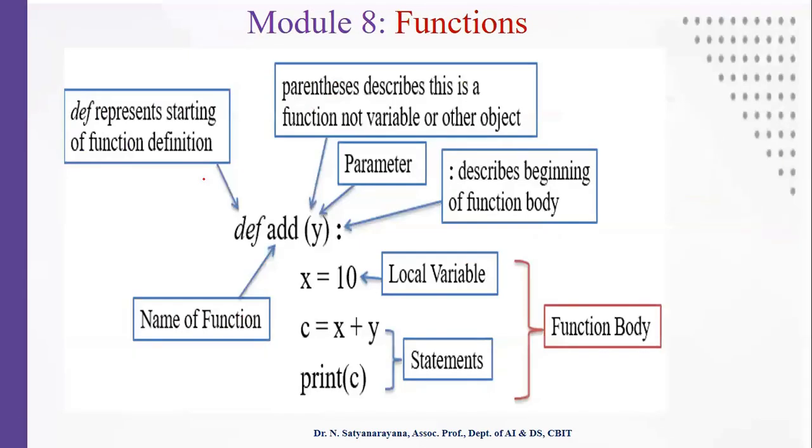Now let us look at the details. You can see the complete details are given here. So def is the keyword, and if you want to pass parameters also, you can pass. So y is a parameter here. Parenthesis describes that it is a function, not an object. Of course, colon represents the beginning of the function. I have taken x is equal to 10, and y is already given as a parameter. So I am performing c is equal to x plus y, and the function itself is printing the value of c. You can observe the variables inside this function. We call them local variables. Sometimes you can declare a variable outside the definition of the function, and that becomes a global variable.